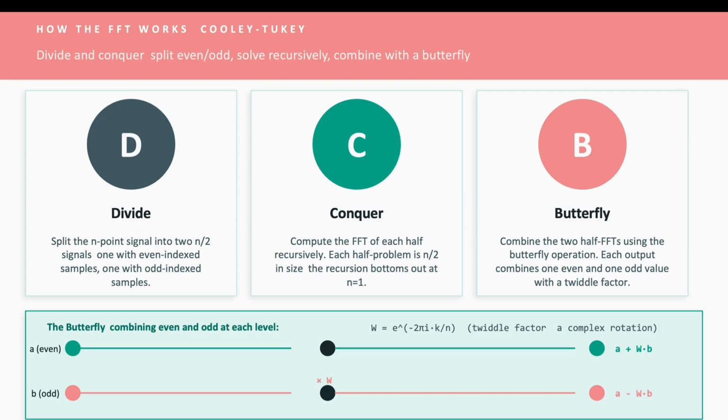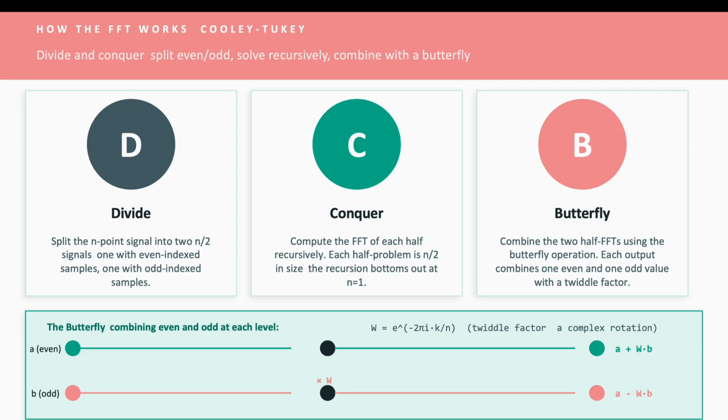After computing the two half FFTs, we combine them using the butterfly operation. For each output pair, we take one value from the even FFT and one from the odd FFT, multiply the odd by a twiddle factor W, which is a complex exponential, a rotation in the complex plane, and add them for one output, subtract for the other. And look at the butterfly diagram at the bottom. Input a from even, input b from odd, multiply b by the twiddle factor W. Output: a plus W times b and a minus W times b.